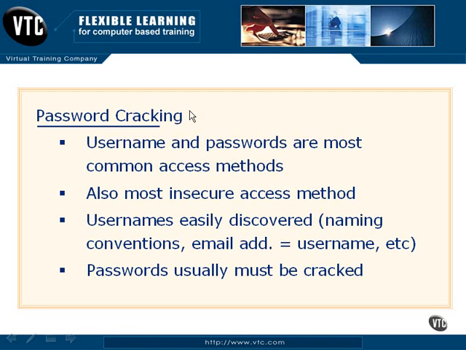So as we mentioned previously, password cracking is one of the more common methods to circumvent access control lists, bypassing them by simply stealing the username and password information. As we mentioned, usernames and passwords are the most common access methods, and they are that for a couple of reasons. First of all, they're easy to remember.